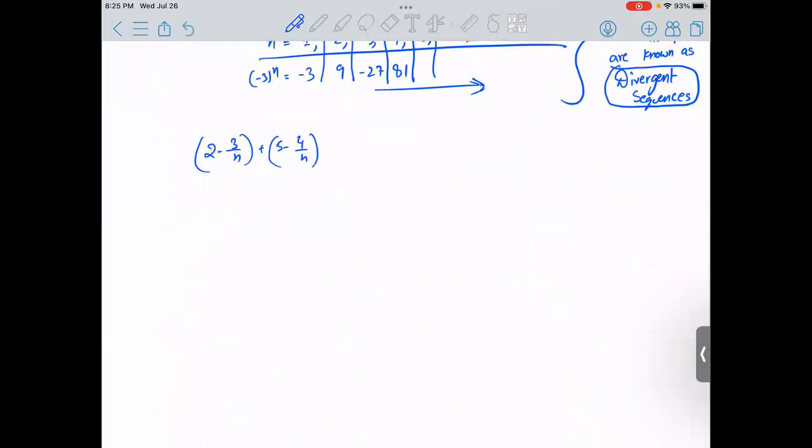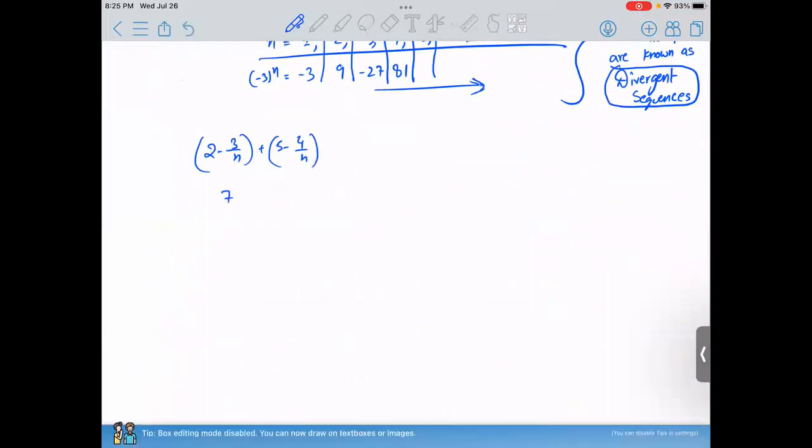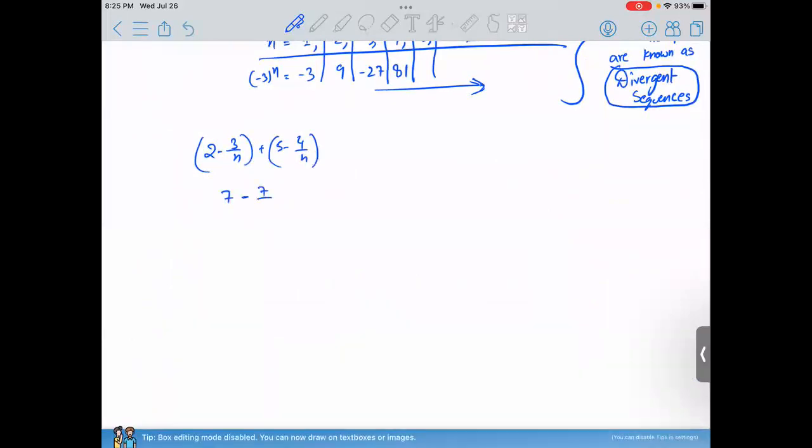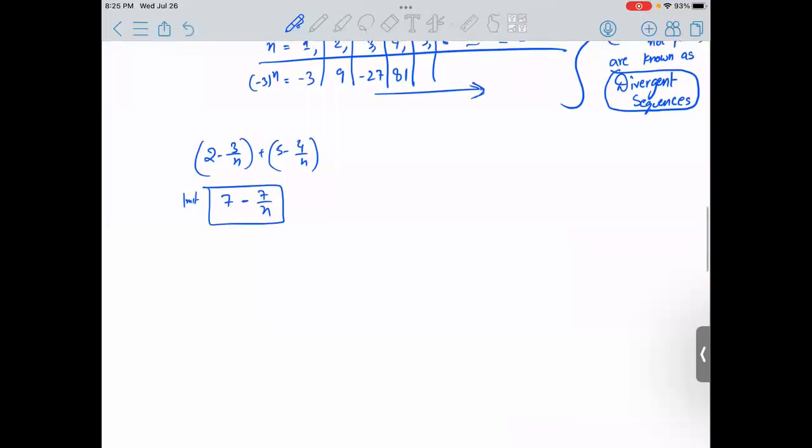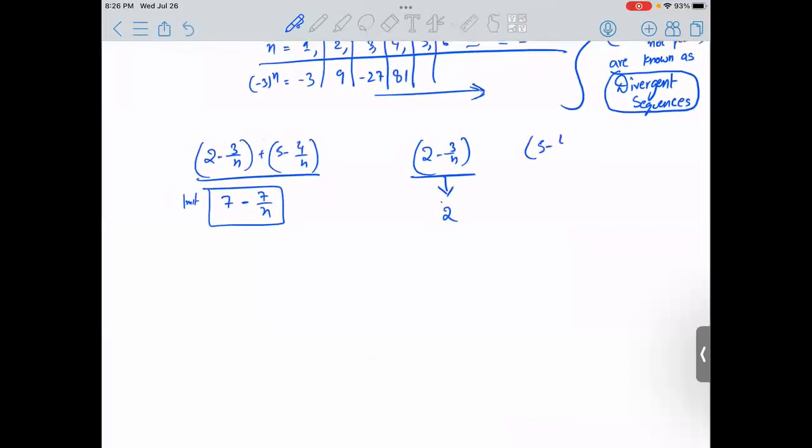Suppose 2 plus 5 is 7, and minus 7 by n. This is the answer, but you have to find the limit as n tends to infinity. Using the law, the limit of this is 2, and then 5 minus 4 by n, the limit of this is 5. Then add these two: 7. Clear?